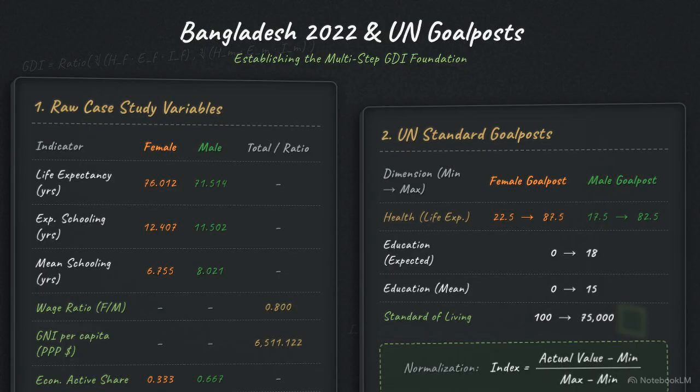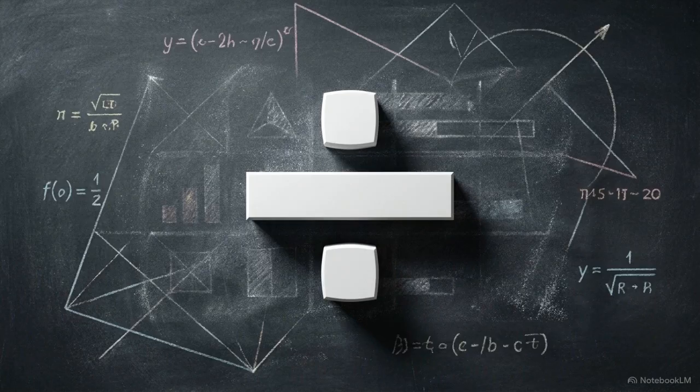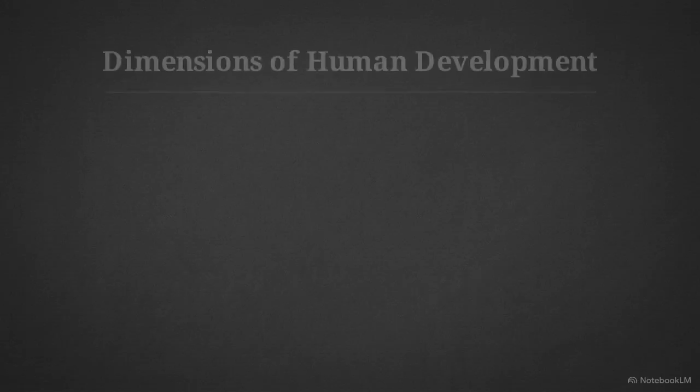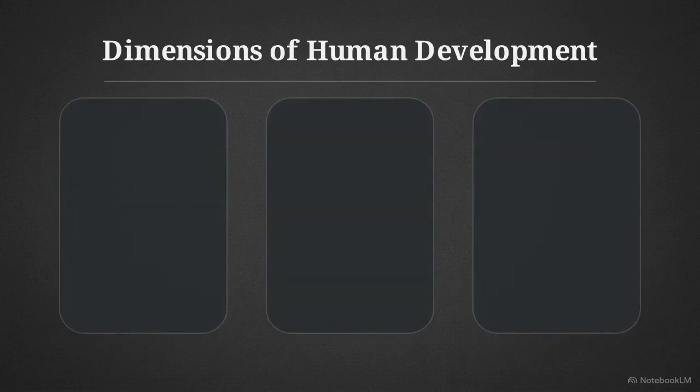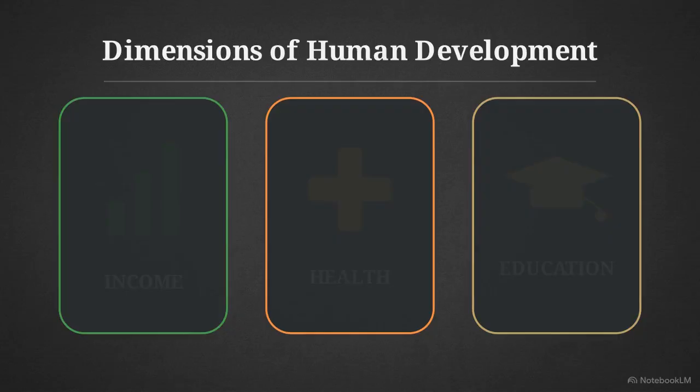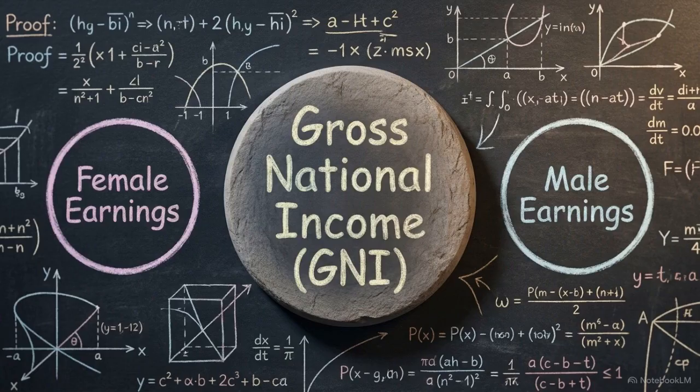To calculate their GDI, we need to collect raw demographic variables for life expectancy, schooling years, the wage ratio, and gross national income per capita, mapped here alongside the UN's standard minimum and maximum goalposts. While the final ratio is a simple division problem, the process requires us to first establish three separate dimension indices: income, health, and education. We begin with the income dimension.